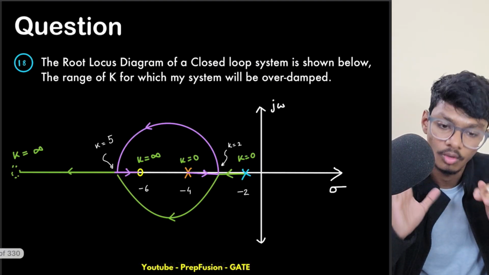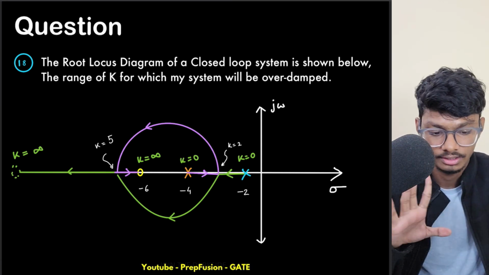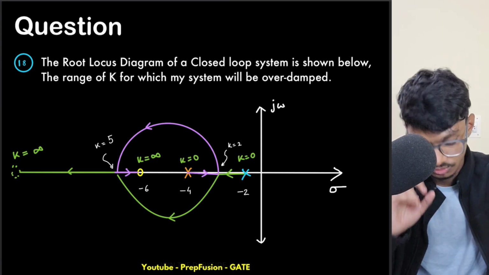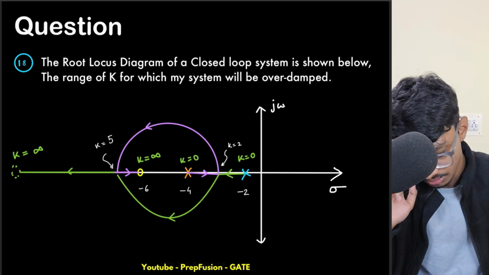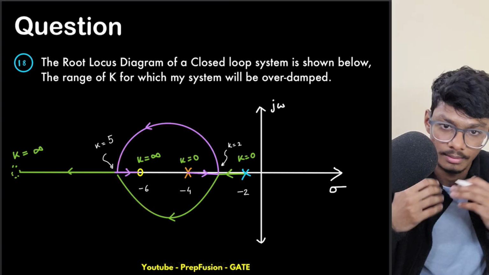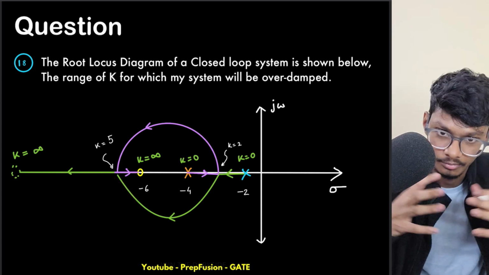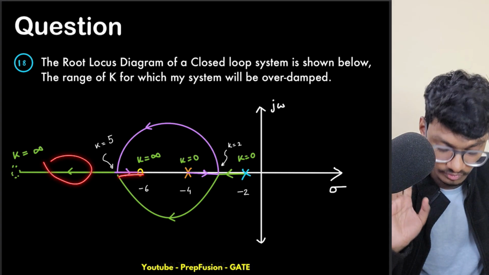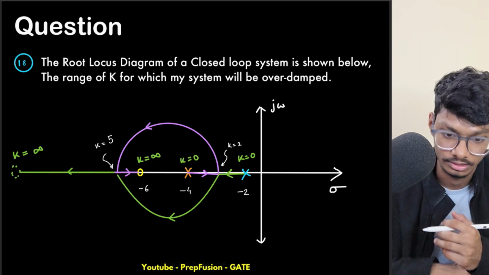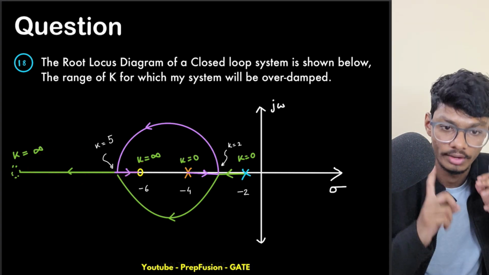Now is this the only range of k? Can you identify another range of k? So there is obviously another range of k. What is the other range? Other range is this one, right? After the break-in, after they come together, they separate again obviously. So here we have negative roots and they are also unequal here. So here also we get an overdamped system.